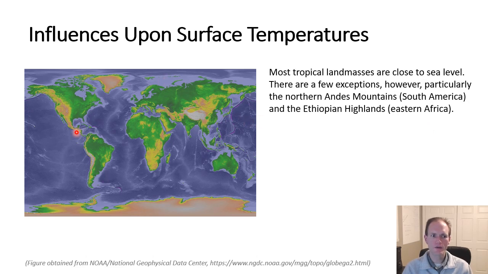So sticking here with this map of the world, the color shading over land masses depicts the terrain height, where you have the greens, dark and light, indicating places that are closer to sea level, and then the yellows, oranges, and even some of the grays indicating very high locations relative to sea level. Most of our tropical land masses, especially those near the equator along this line that I'm drawing with the pointer, are close to sea level.